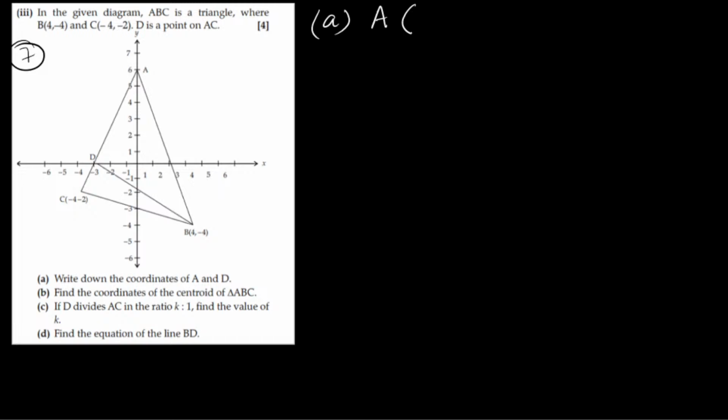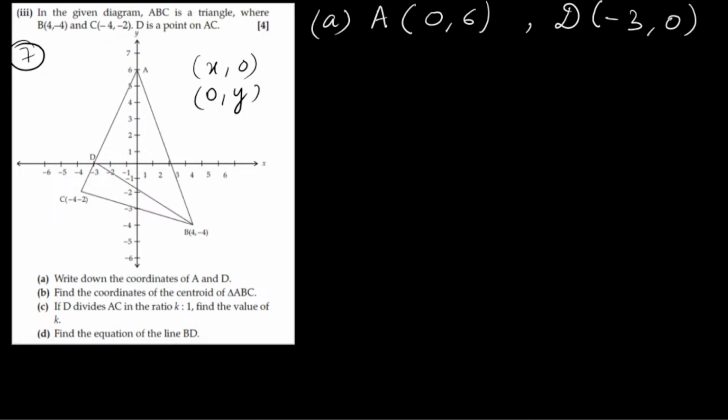A is 0, 6 because x is 0 on the y-axis. So it is always of the form 0, y. So A's coordinates are 0, 6. Don't write it as 6, 0. Here x is 0 and D's coordinates are -3, 0, because the coordinates which lie on the x-axis are always of the form x, 0. So you have to remember this. So the first part is done.